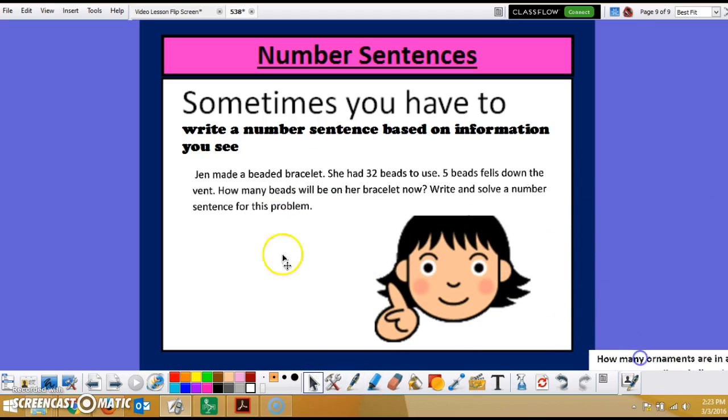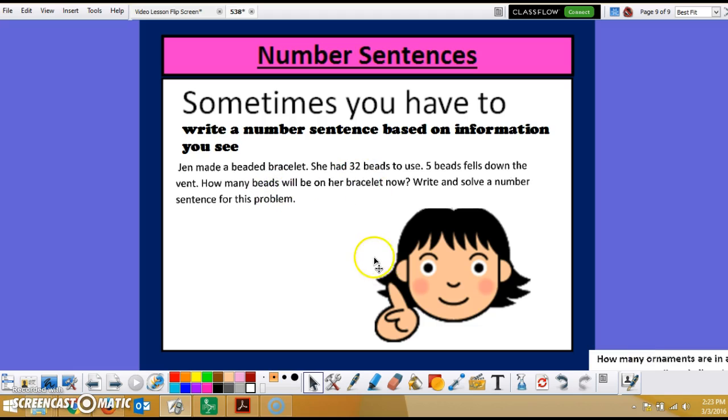We have our example of Jen. She's making beaded bracelets. She has 32 beads to use. So right there, I'd write down 32 because it's right there in the equation. 5 beads fell down the vent. Well, if they fall down the vent, they're gone. That's a subtraction, 32 minus 5. How many beads will be on her bracelet now? Write and solve the sentence for the following. So here's your number sentence, and then you would just have to solve. What's 32 minus 5? 31, 30, 29, 28, 27. So I've written my number sentence and I've solved it.